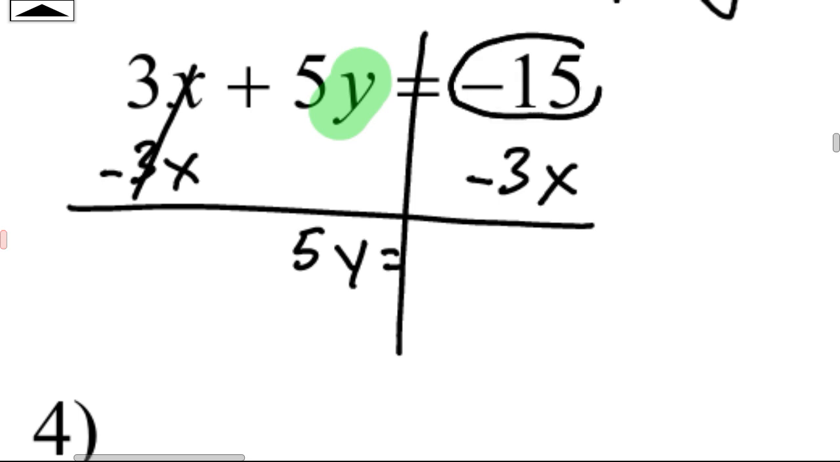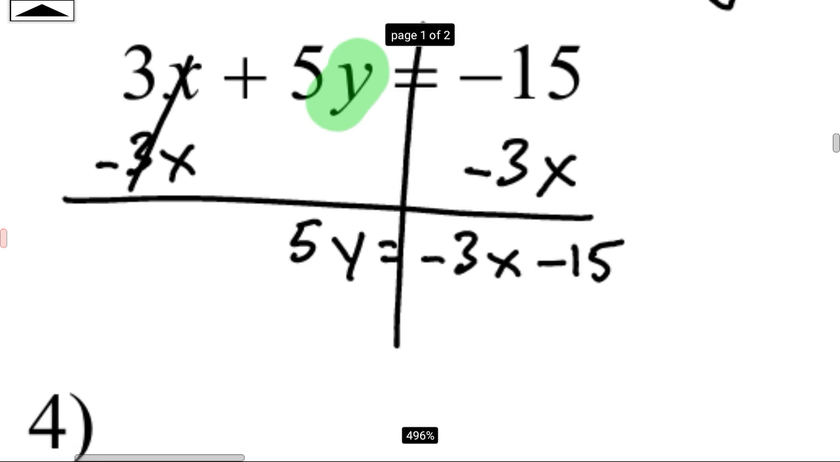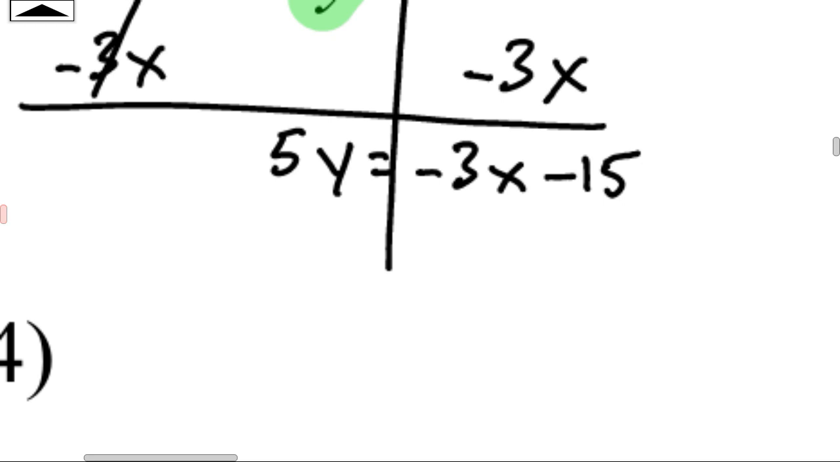Why? Do you remember? Why can't I add these together? These are not like terms. So if they're not like terms, I can't combine them. So I got to leave them separate. But I'm trying to put it in y is equal to mx plus b form, so the x term goes first, so -3x, and then the -15. And one final step, this says 5 times y, so how am I going to undo that operation of multiplication? What's the opposite of multiplication?